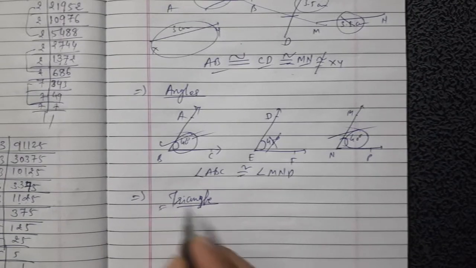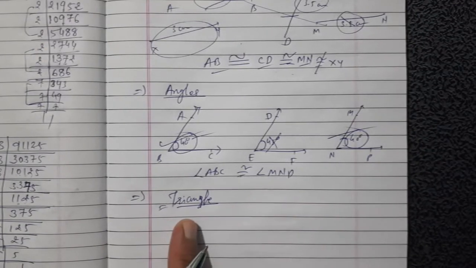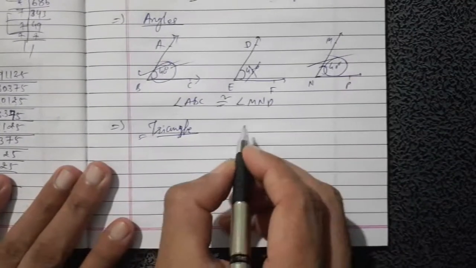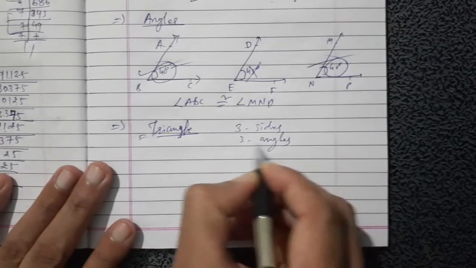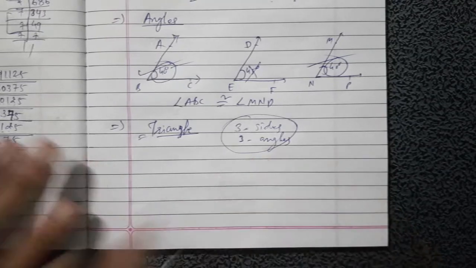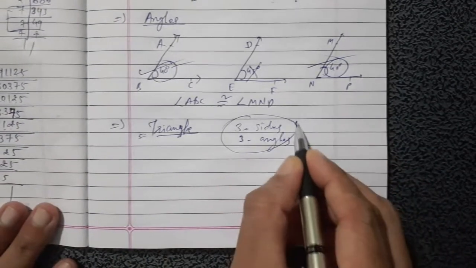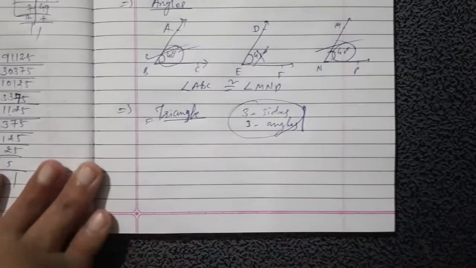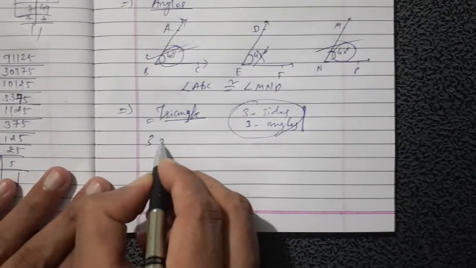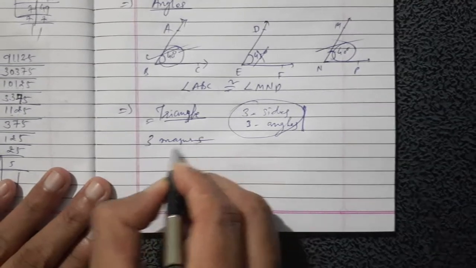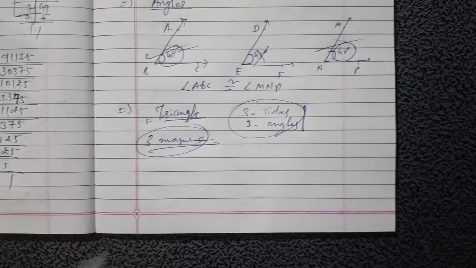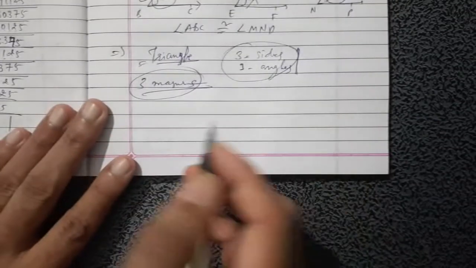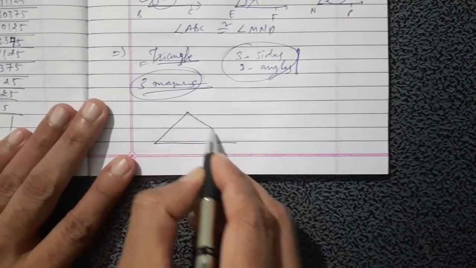First we discuss the measurements of triangles. A triangle has three sides and three angles, so there are six measurements in total. Out of them, if any three measures are equal, then the triangles may be congruent.